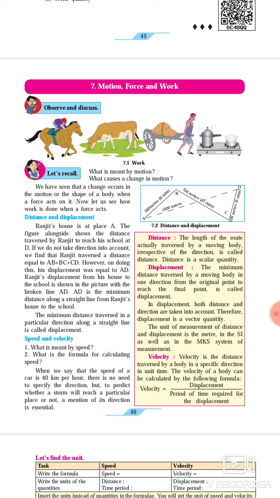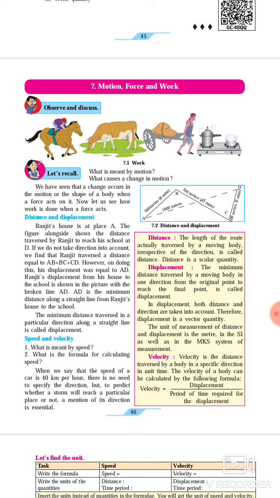We have seen that changes occur in the motion or the shape of the body when a force acts on it. Now let us see how work is done when a force acts. Now the first is distance and displacement. As you can see in the picture, Ranjit's house is at the place A, and Ranjit reached school at point D. If we do not take the direction into account, we find that Ranjit traversed a distance equal to AB plus BC plus CD.